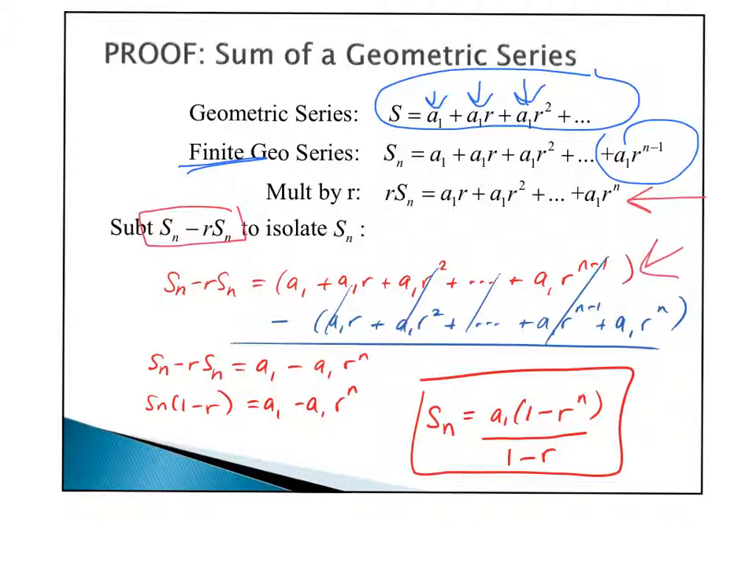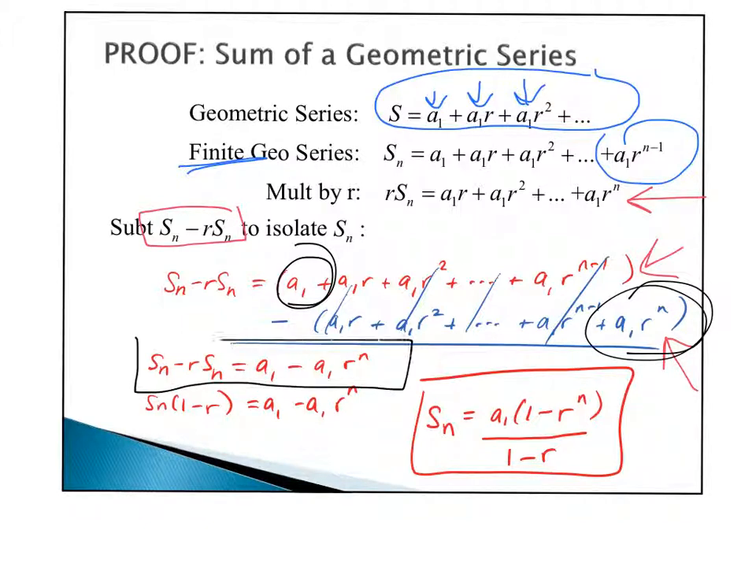The part in blue is r times s of n, and again, s of n is the sum of n terms. Now when we subtract them, what you're going to see is that almost all of the terms cancel off except for the very first term here and the very last term here. So that brings us to this part of the proof down here that I outlined in black. And if we factor out the s of n, then we can divide this to the other side, and that gives us this formula here.